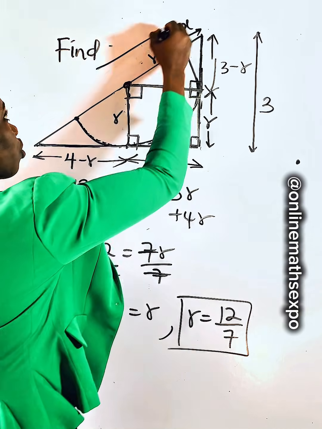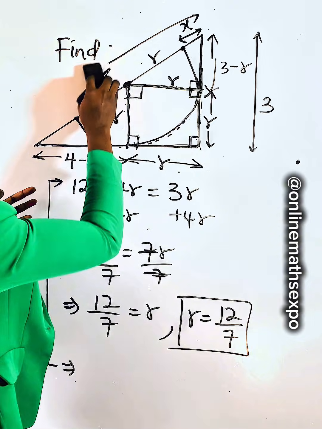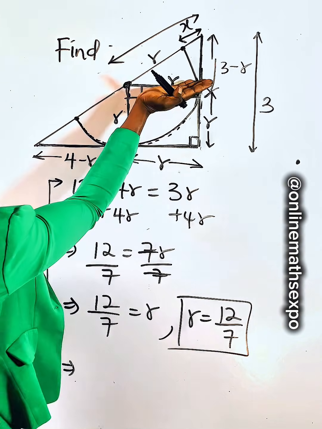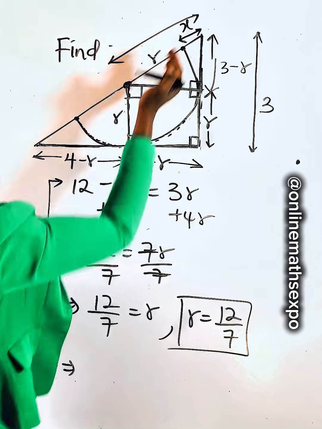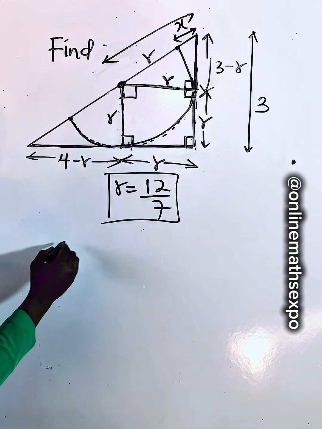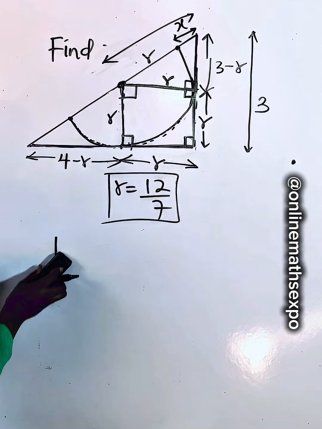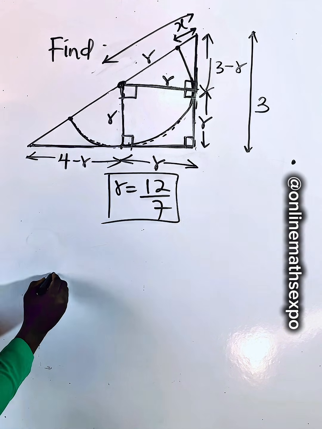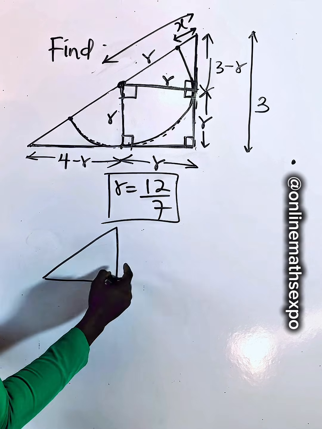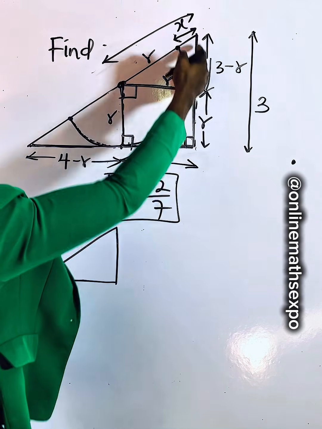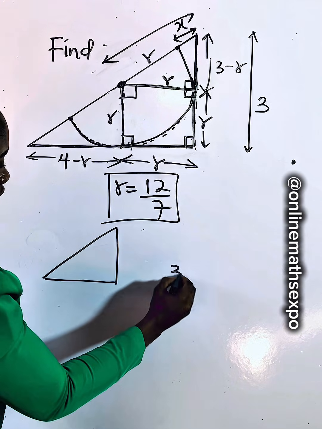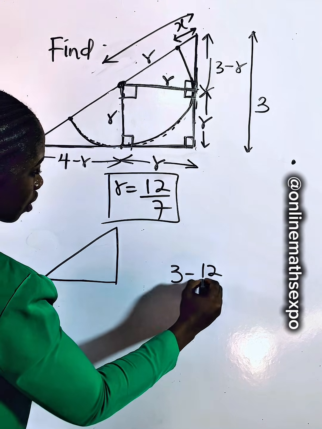So we need to know the total length from here to this end. To do that, we're going to bring out this shape again to use it to find the total length. Let's do it together. So bringing out this shape again, see what we have there. So this is what we have. And this part is 3 minus r. So remember our r is this. So we have 3 minus 12/7.